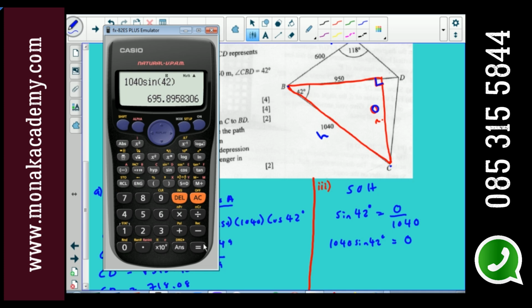Do you agree? 695. So you agreed without actually looking at the thing. I saw you, serious. I said 696. So what is the correct answer? 695. Guys, what is the correct answer? We're not working with angles, we're looking at the length. So it said 695. Do you agree?